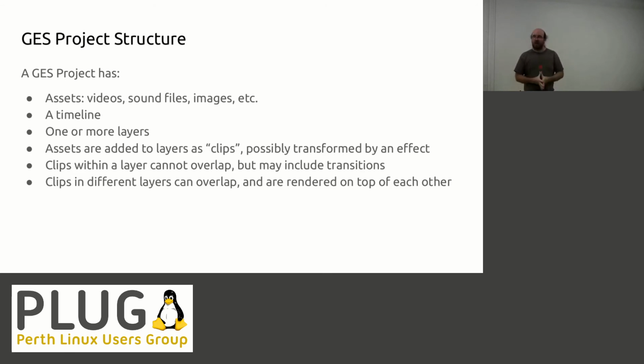The main components of a GStreamer Editing Services project: you've got a set of assets, which can be videos, sound files, images, etc. There is a timeline, which just represents the passage of time throughout the video. We have a set of layers, so that you can layer one bit of video, some assets, on top of each other.